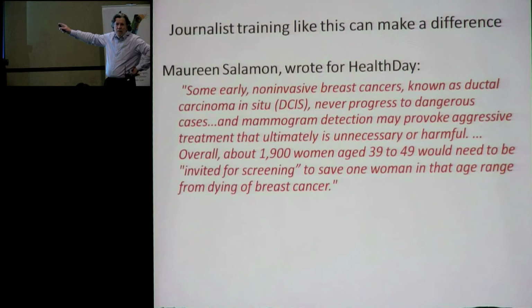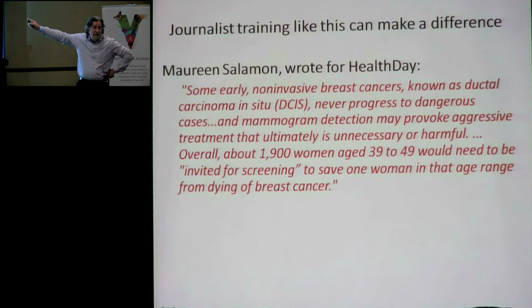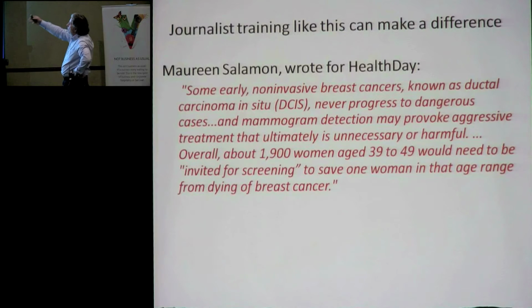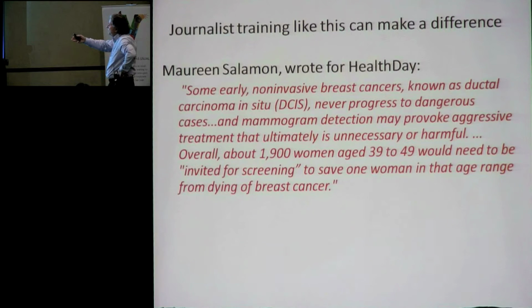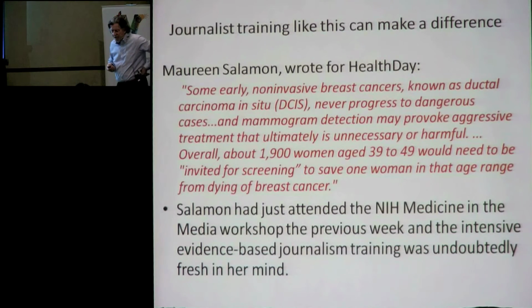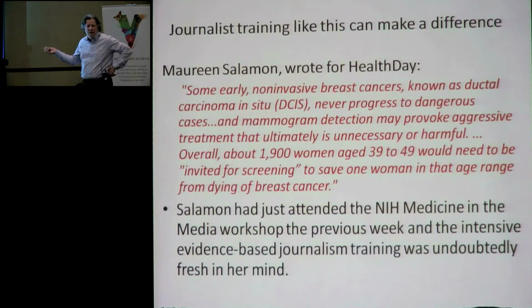She went home and within days wrote a story where she wrote this, that some early non-invasive breast cancers, and there's that DCIS I told you about, never progress to dangerous cancers. And mammogram may provoke aggressive treatment that ultimately is unnecessary or harmful. She cited her own number needed to screen there to save one woman in that age range. As I said, she had just attended this very similar NIH medicine in the media workshops the previous week, and the training she got there was undoubtedly fresh in her mind.